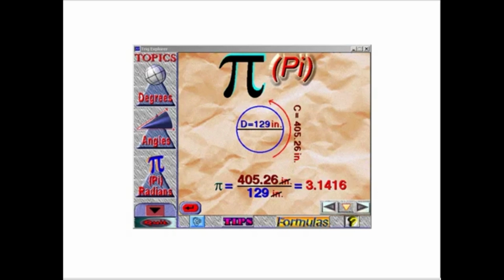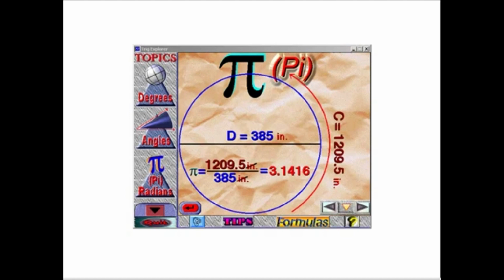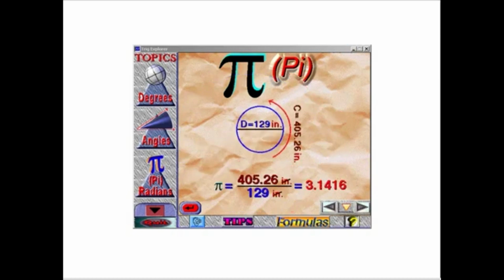And you can also see that pi doesn't have any units. You can see that inches, in this case, reduces out of both the numerator and the denominator. So pi is a constant without a unit.